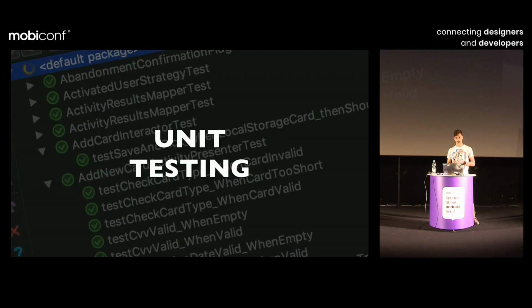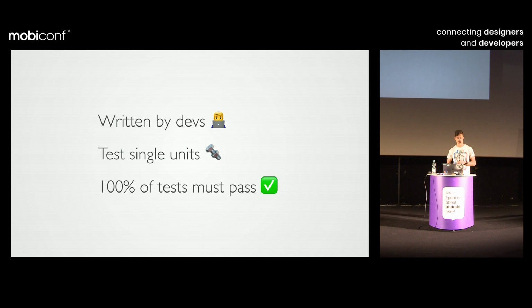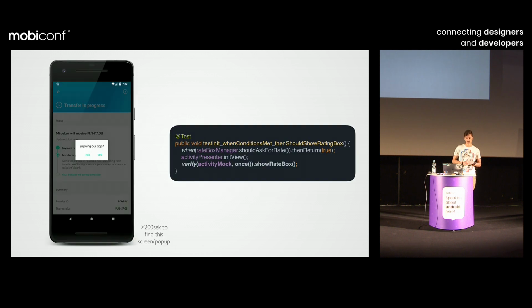Next thing, unit tests. They are written by software engineers, and they test single unit logic. So usually it's a single class logic. And they should always be available to launch in seconds. And before our app is passed to QA engineers, all unit tests must be passing, always. So why are they so important?